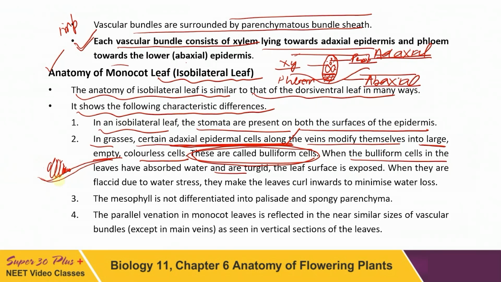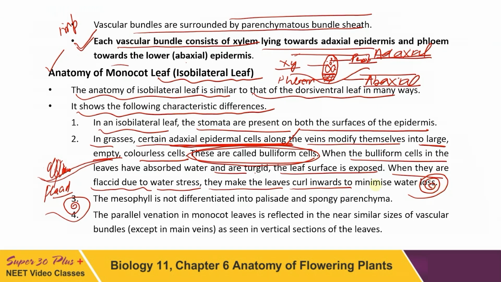When there is scarcity of water, these cells will become flaccid, because already scarcity of water is there. That's why they will lose the water. They will become flaccid, and in that case the leaf will be rolled up just to reduce transpiration. See it now. The leaf surface is exposed when the cells are flaccid, when water stress is there. They make the leaves curl inward like this, so that the stomata will be inside and the water loss will be minimized.